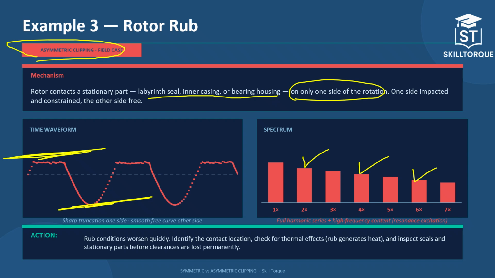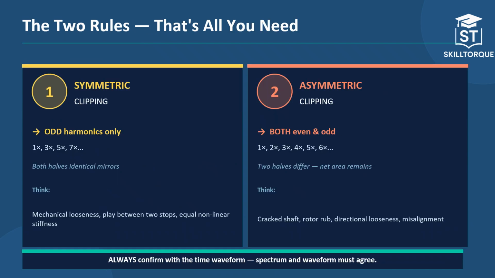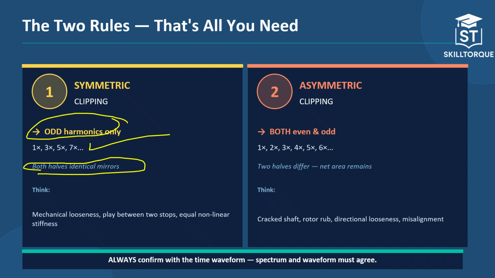So in the last, let's conclude this video. I hope you're very clear about symmetric and asymmetric clipping. Symmetric clipping means odd harmonics only, because both sides are equal, or you can say both sides are clipped. In that case, with any kind of mechanical looseness, one side is restricted and the other side is also restricted. So both areas are similar. Once both areas are similar, I will not have any 2x, or even harmonics; I will have only odd harmonics.